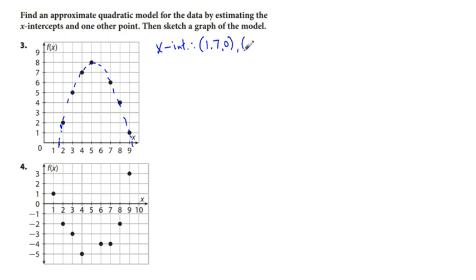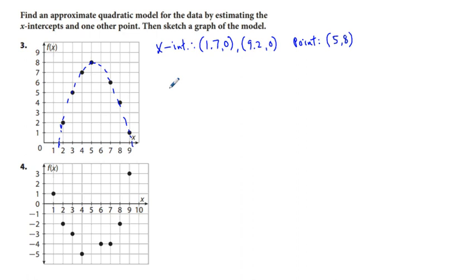and what does this look like? About (9.2, 0). So those are the x-intercepts. And then one other point. Now the other point we can use is maybe this one here, which is near the top. So point (5, 8).